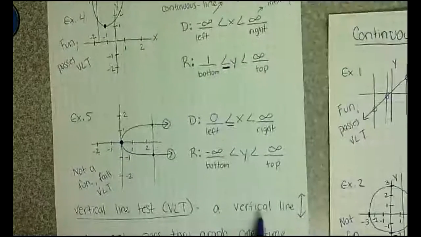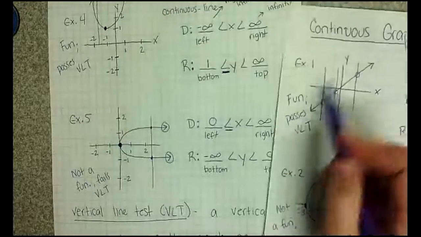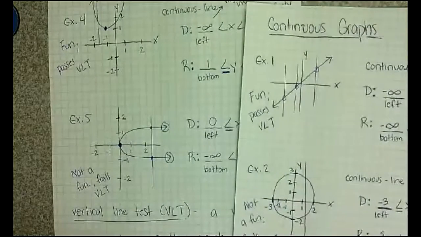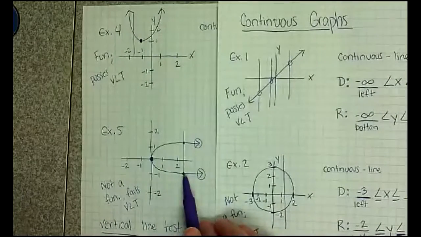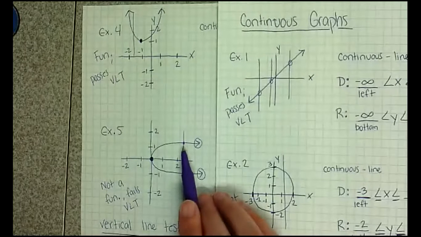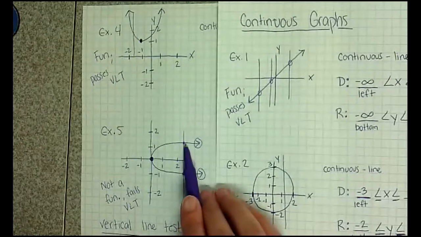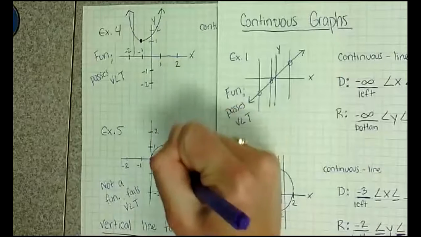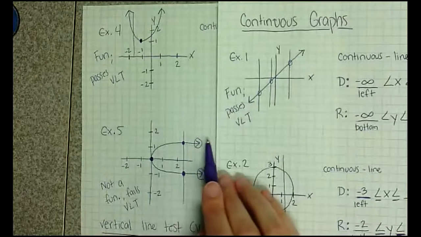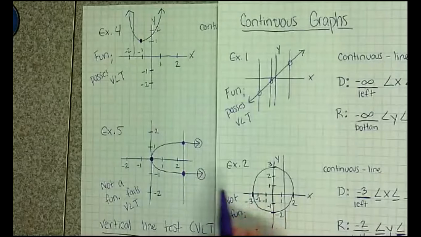So the vertical line test, I've got to draw vertical lines in and see how many times it crosses through the graph. That makes sense. Example number 5, how many times does it cross our graph? Twice. It crossed here, and crossed here. Oh, because we're looking at the original line that was drawn.